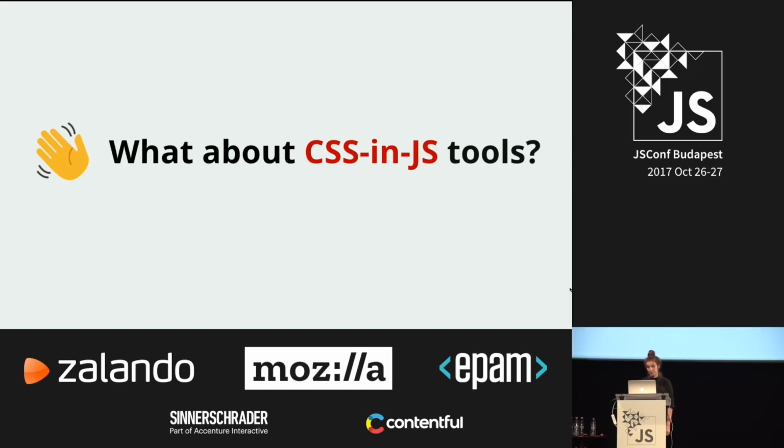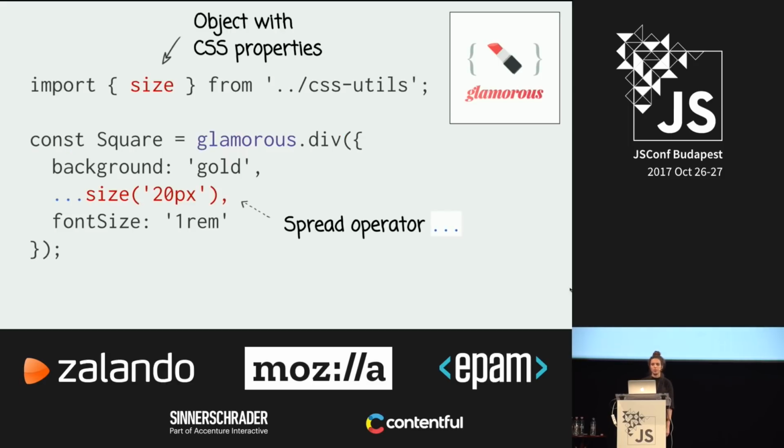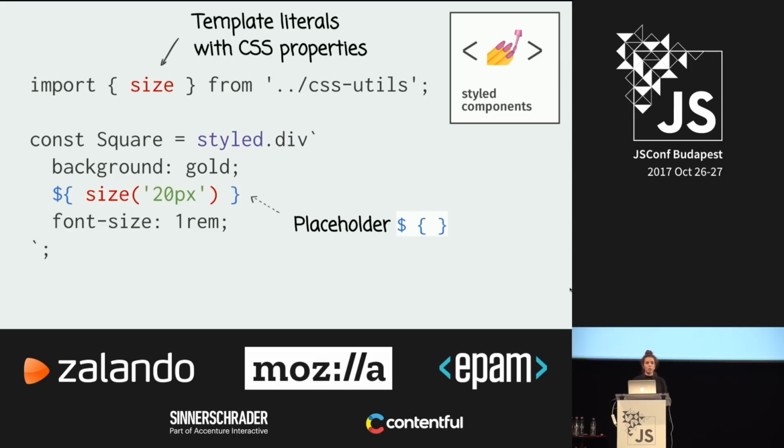Now, so far my talk is all about JS in CSS instead of CSS in JS. But you can also apply this mixins concept with CSS-in-JS tools. Let's see with Glamorous. With Glamorous, we write the CSS in an object. So to use the size function, in this case, you can use the spread operator to get the value. With styled-components, it's pretty much the same, but instead of an object, it's a template literal, where you need to use the placeholder, the dollar sign with the brackets, and that's it.